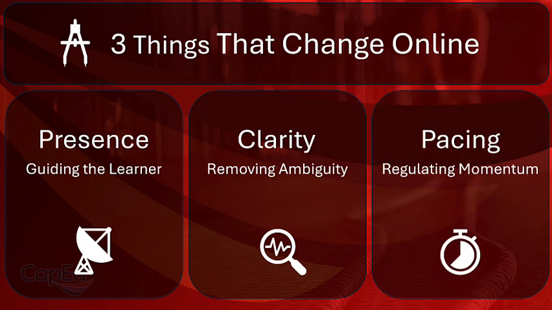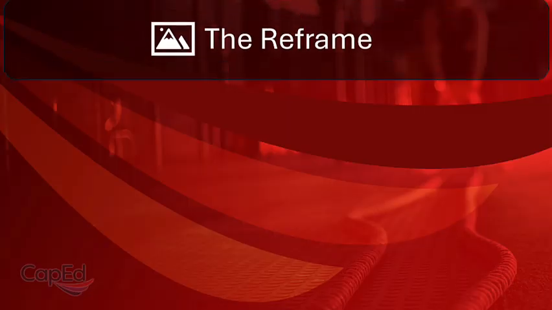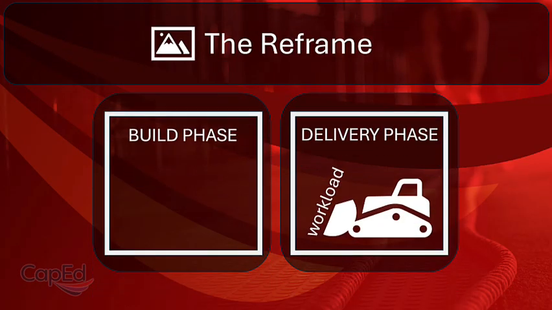In a room, you can read confusion on 20 faces at once and adjust your lecture on the fly. Online, a lost student gives no visual cues, so your Canvas module structure, requirements, and unlock dates have to establish that rhythm for them. Here is the reframe I offer to every faculty member.